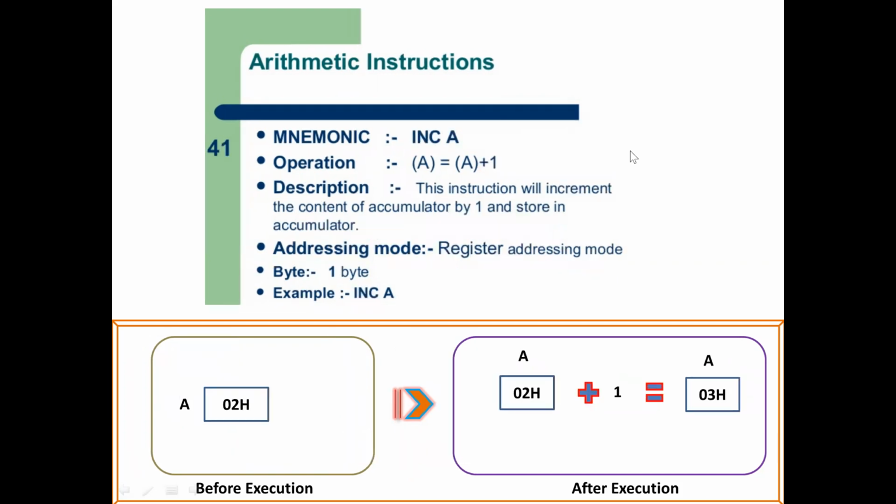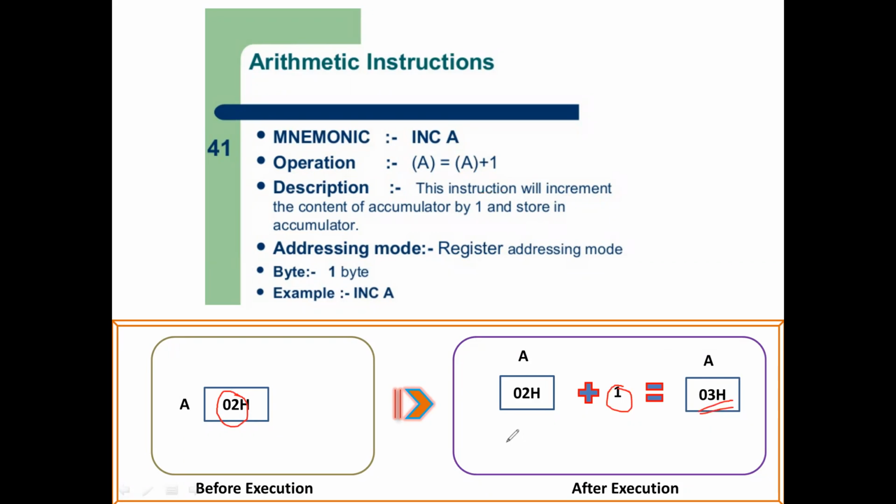Very next, a very easy instruction: increment, INC A. What is the operation? The content of the accumulator is added with 1. Finally, the result is stored in the accumulator. This instruction will increment the content of the accumulator by 1 and store the result in the accumulator. Just adding the value 1. That's it. In the accumulator I have the value 02. I'm adding 1, so you will get 03H.